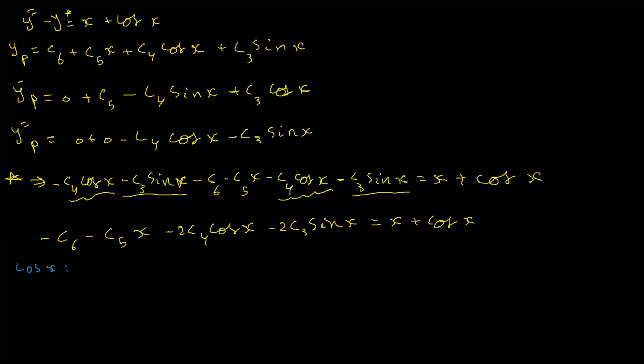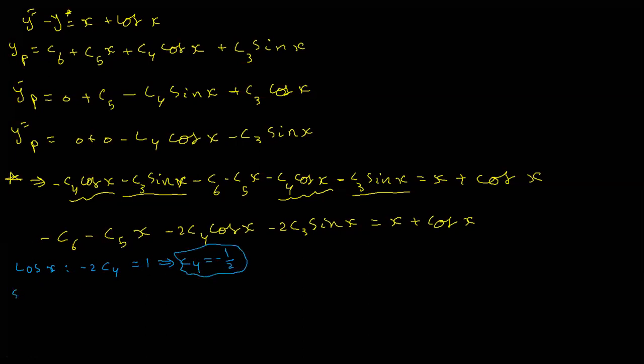The coefficient of cosine in the left hand side is negative 2C4, equal to the coefficient of cosine in the right hand side, which is 1. So my C4 is negative half. I found the first constant.